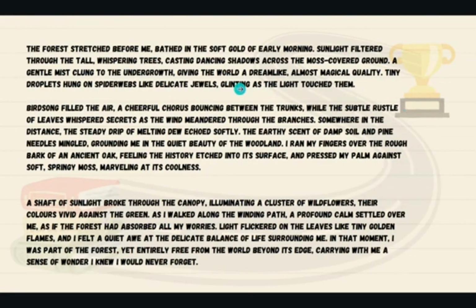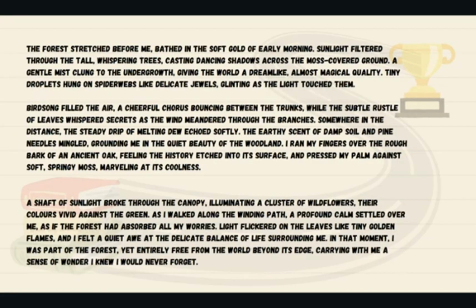So I've said, the forest stretched before me, bathed in the soft gold of early morning. Sunlight filtered through the tall, whispering trees, casting dancing shadows across the moss-covered ground. A gentle mist clung to the undergrowth, giving the world a dreamlike, almost magical quality. Tiny droplets hung on spiderwebs like delicate jewels, glinting as the light touched them.